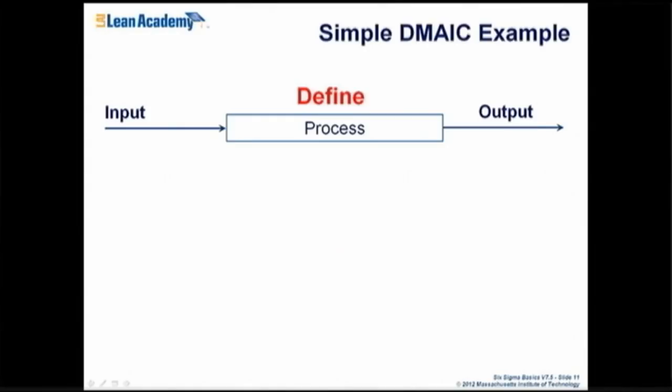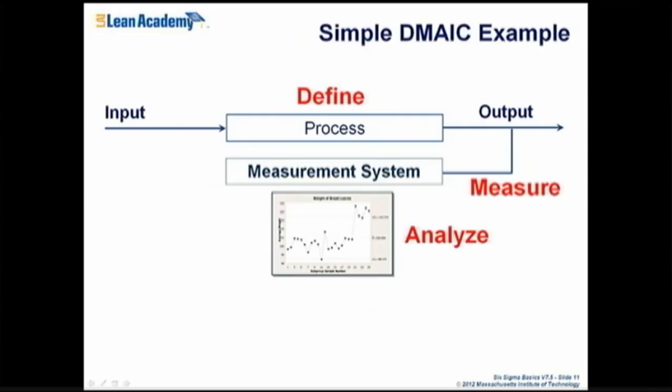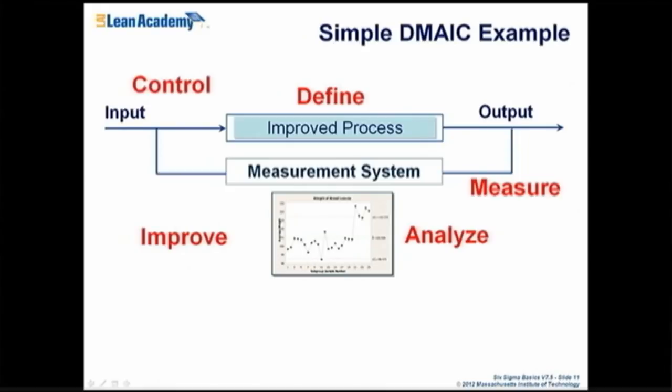So here's a simple example. You have a defined process with an input and an output. You measure the weight with a scale. You analyze the data with the control chart. Then you want to improve the process. We just talked about training as one improvement. And then you put it under process control. Okay, so that's the basic Six Sigma cycle.